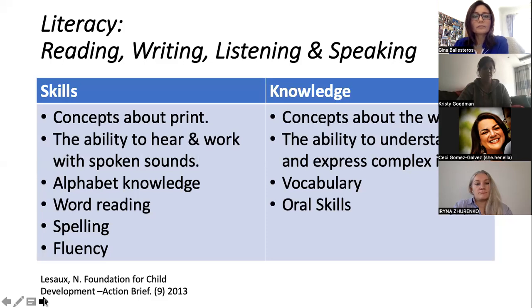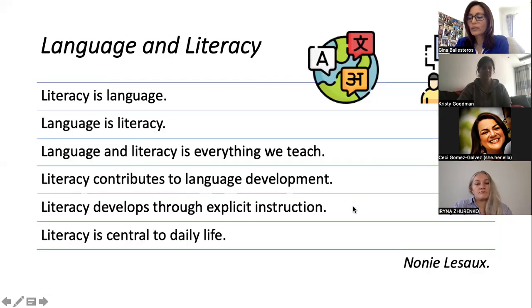Now, my topic is literacy. As you know, there are skills and knowledge that encompass literacy. These are important skills and needed knowledge to develop literacy skills. I am going to focus today in the knowledge area, mostly on oral language.